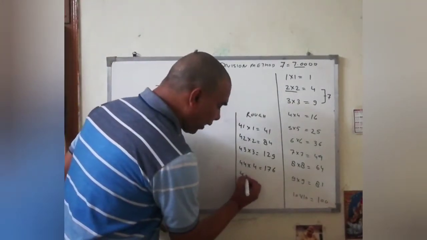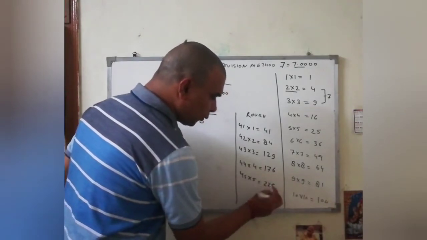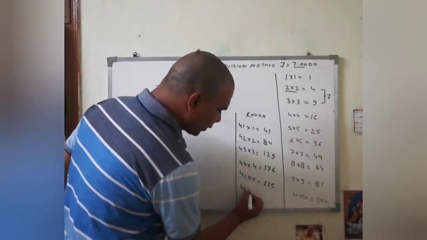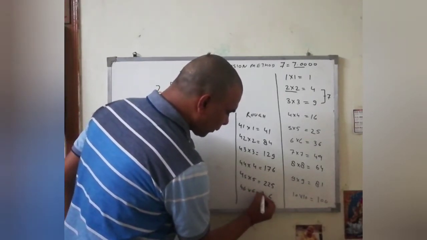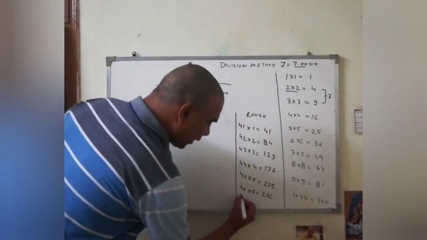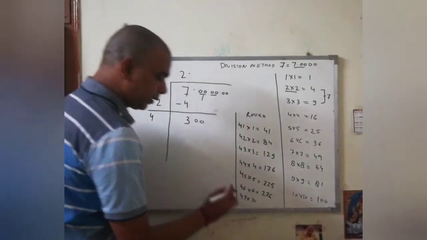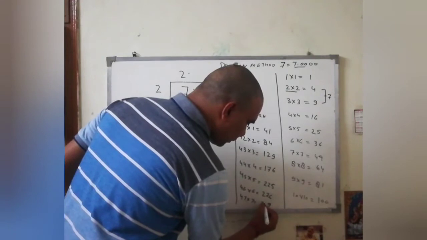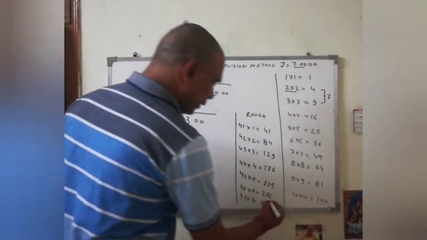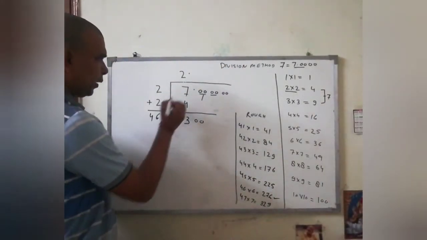Now we will check with 5. 45 into 5 is 225. 225 is also less than 300. We will check the next number, 46 into 6 is 276. So we will write 6 here. You can check 7 also, but it should not exceed 300, and it will exceed. Now we will pick this. So we have to put 6 here and 6 here.